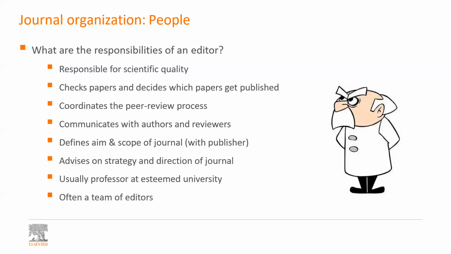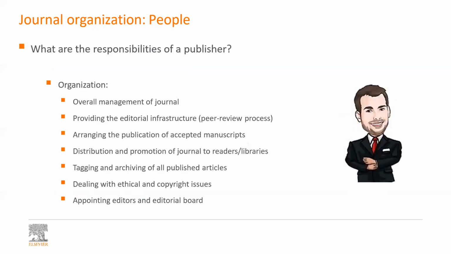Now, let me quickly take you through the different contributors, or I would say stakeholders, in publication. The first is the editor. So who are editors? Editors are basically responsible for maintaining the quality of the journal. They check and decide which paper gets published after getting feedback from reviewers. They decide the aim and scope of the journal. They are basically professors of esteemed universities, and they work as a team. So we have an editorial team for every journal. They also have different sets of requirements in mind when they select a manuscript for publication in the particular journal.